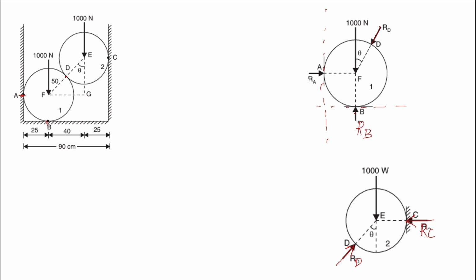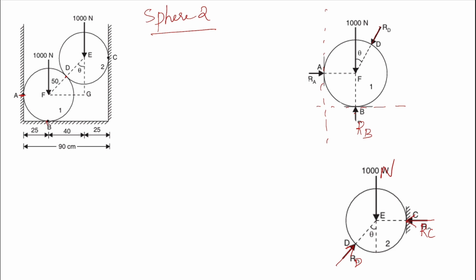Okay. So comparing these two spheres, which one has the fewer forces? We know the second sphere has fewer forces. It's only RC and RD and 1000 Newton. So only two unknowns are here in this sphere. But if we consider the first sphere, there are three unknowns: RA, RB, RD. So in order to start a free body numerical problem, we should choose an object with fewer unknowns. So here we are going to start with sphere 2, because sphere 2 has fewer unknowns.